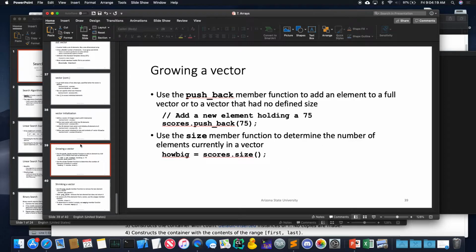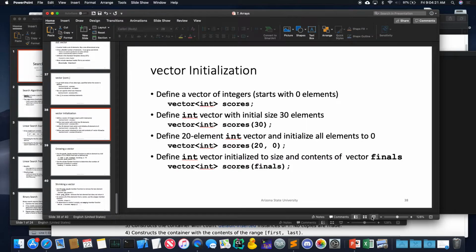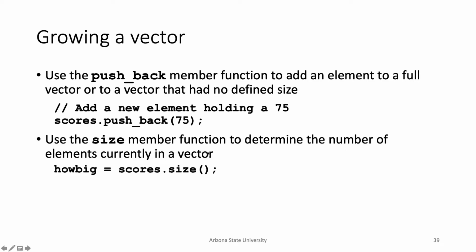Okay, so let's look at some of the other stuff for vector. We kind of saw this already. If we wanted to make a vector larger, we just say push_back on a vector, let's just call it scores, and the value we want to pass in. So if we wanted to increase the size by 1, we would say push_back of 75 or whatever value.